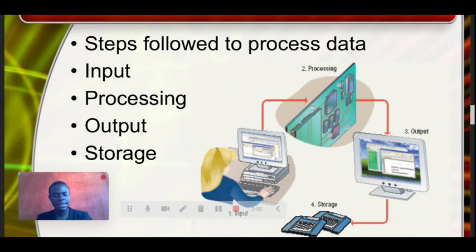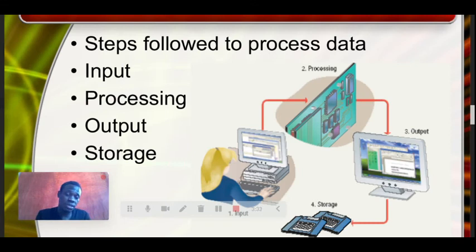So let's look at steps followed to process data. When you insert something in a computer, data is brought in and that data is processed. When that data is processed, it is taken out and you are able to see it as something that you can see. When you put it in, data is entered. So this is what we call input. When you input data in a computer, it's called input. When that data is being processed, it is called processing.